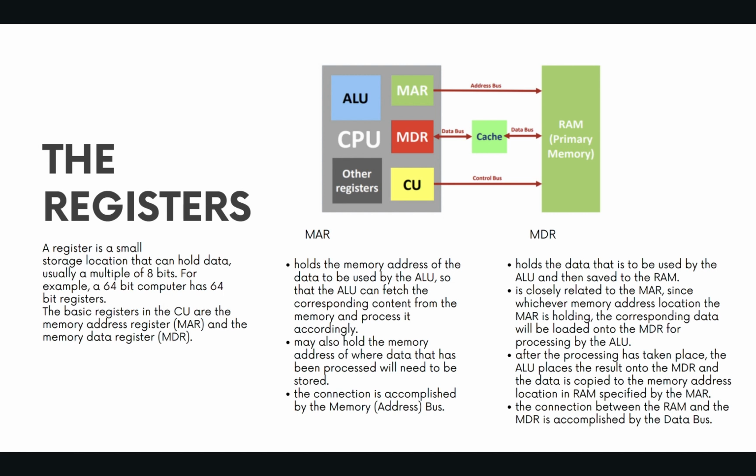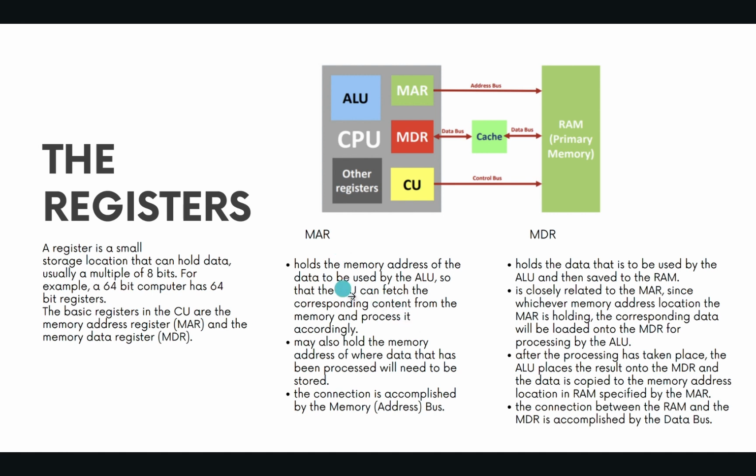Now registers. Registers are very important, and they are small storage locations that can hold data, usually a multiple of 8 bits. For example, a 64-bit computer has 64-bit registers. And the basic registers in the CU are the memory address register, MAR, and the memory data register, MDR. As I told you before, they are the main ones, and they are usually considered to be the basic ones.